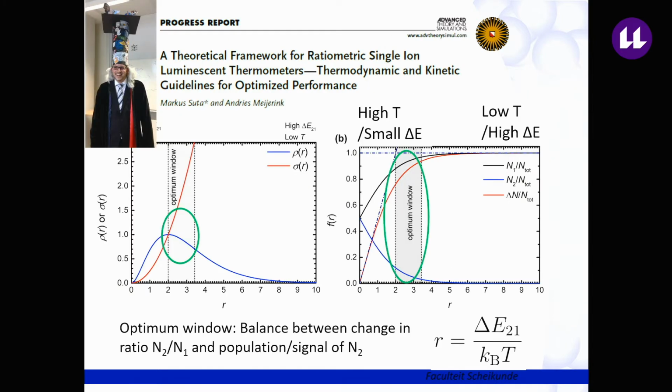Now in the field, when we entered it about 6 years ago, there were a lot of papers reporting nice, high relative sensitivity, but a good foundation, a good mathematical background of what is the optimum energy gap for a certain temperature interval that you want to measure in, and also when do you get Boltzmann equilibrium, that was lacking. And Marco Suta entered our group, and here he is at his PhD defense.